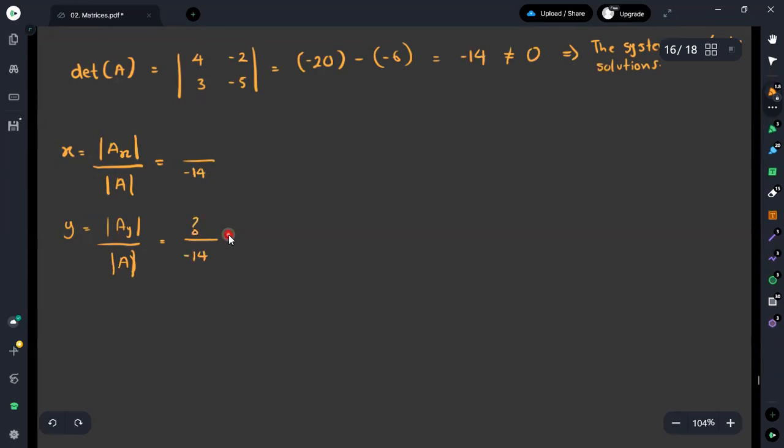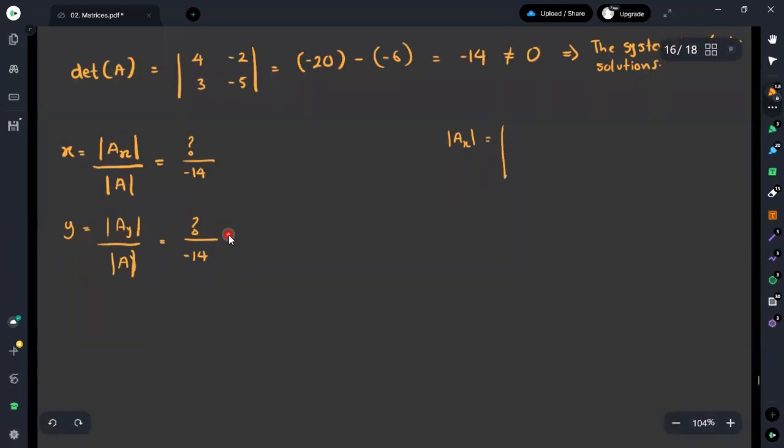Still we do not know the values of the determinant of Ax and the determinant of Ay. Now we need to identify the determinants of Ax and Ay separately. If I write down the determinant of Ax, first you need to identify the elements which are used to obtain it.